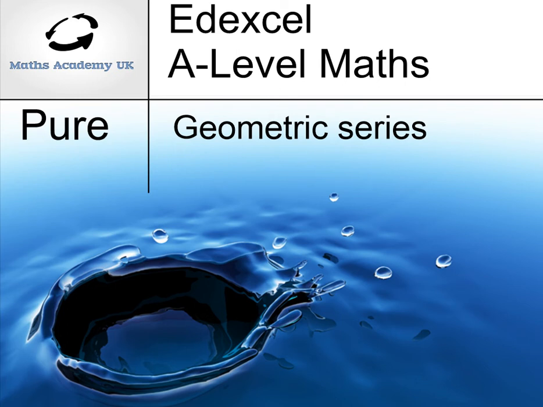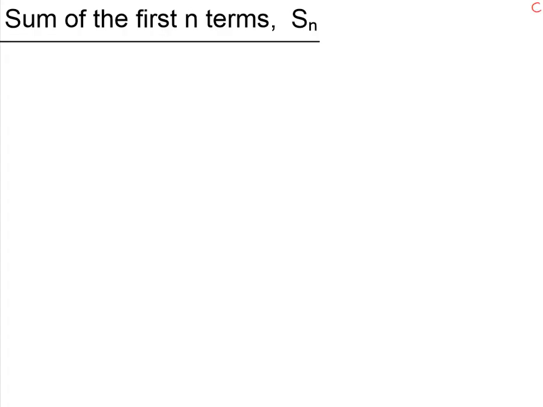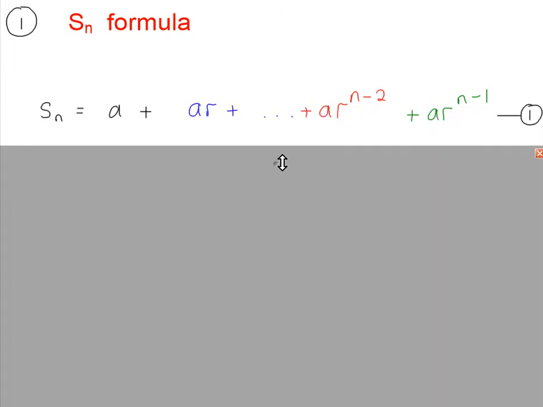Geometric series. The sum of the first n terms of the series. So we're looking for a formula. So if I list all of my terms, we have the sum of n terms, first term.